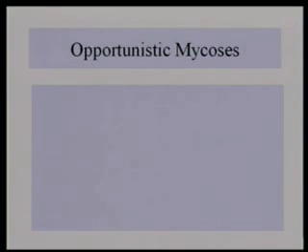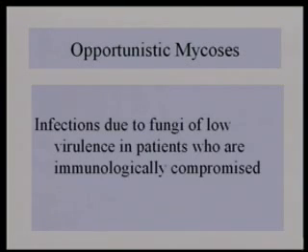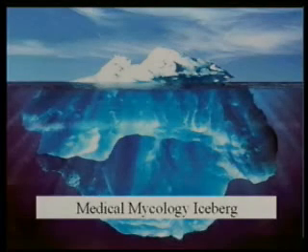Okay, now we're going to talk in the next 40 minutes about the other 350 species of organisms, of fungi. These are infections due to fungi of low virulence in patients who are immunologically compromised. And no matter if I gave you a list, it'll be outdated next month when another report comes out. All at the bottom of the iceberg.